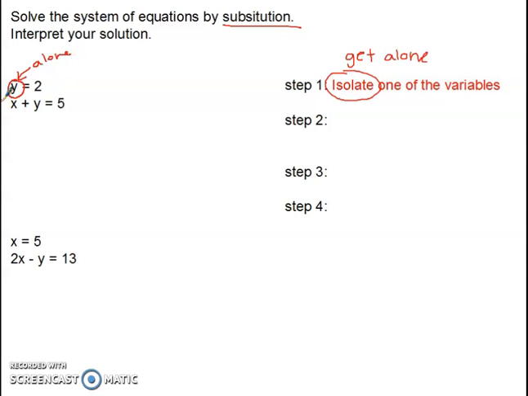On the left-hand side of the equal sign, the only thing that I have is a y, meaning that it has been isolated. So step 1 is done. So step 2, substitute this value into the other equation. So what we're saying is that we know y is 2. Y and 2 are exactly the same thing. They look a little bit different, but they are exactly the same.